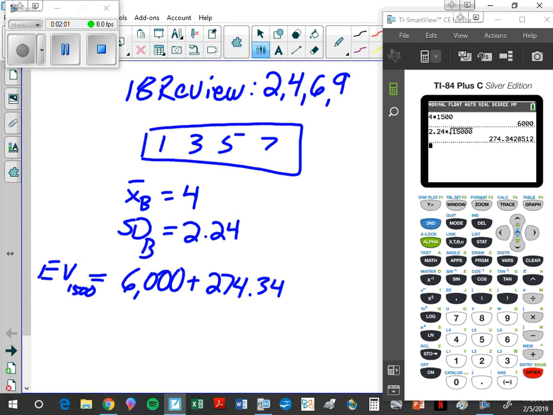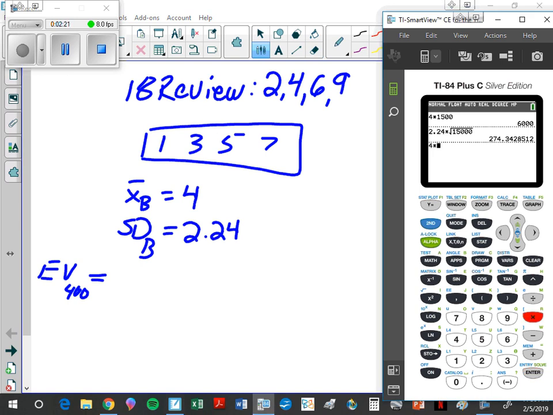Okay, does everybody understand that? Oh wait. Why didn't you guys stop me? This is 400. I'm sorry. 1500 is what we're shading. So 4 times 400 is 1600 plus or minus 2.24 times the square root of 400, which is 20, so 44.8.